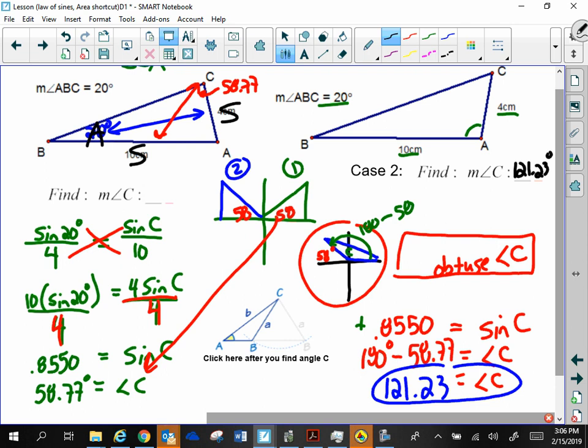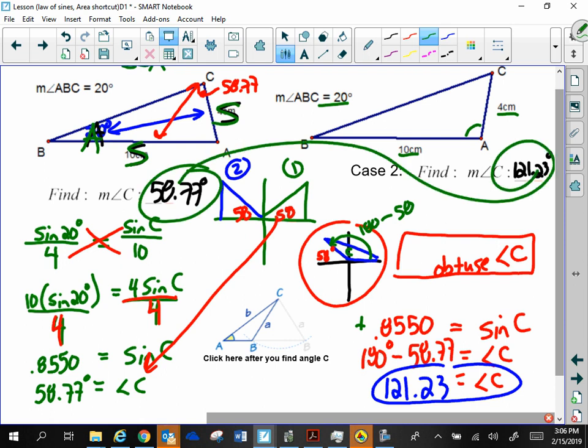I found out that my angle C, as I rotated, was 121 in case 2 and 58 degrees in case 1. So what that leaves you wondering is which measurement do I use for angle C? Is angle C going to be obtuse or is angle C going to be acute? In this case, when you have an angle with two sides, you have to remember there are two different solutions that are possible, unless I tell you which angle is going to be obtuse or which angle is going to be acute.